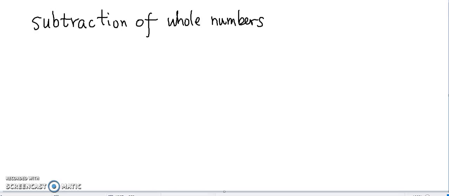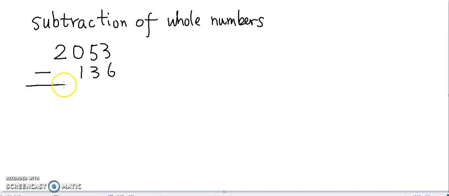How do we subtract whole numbers? Let's look at the example. Suppose we have $2,053 and we spent $136. So we subtract 136 from 2053.